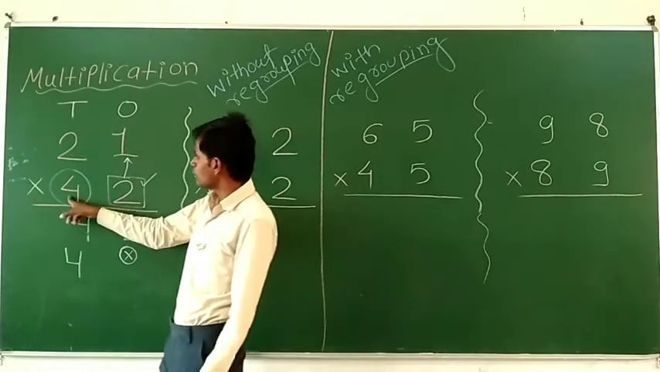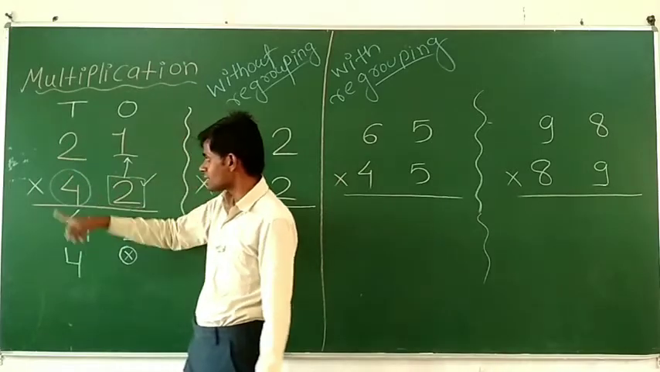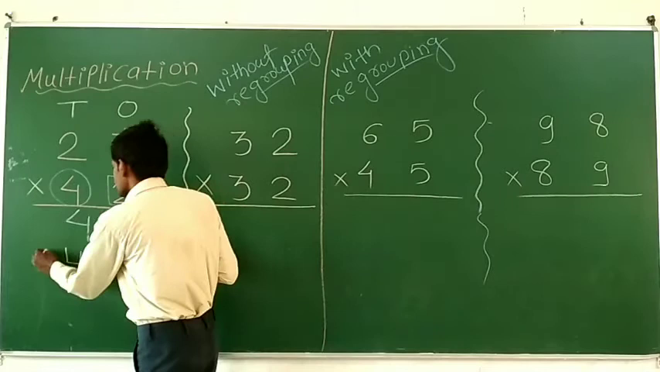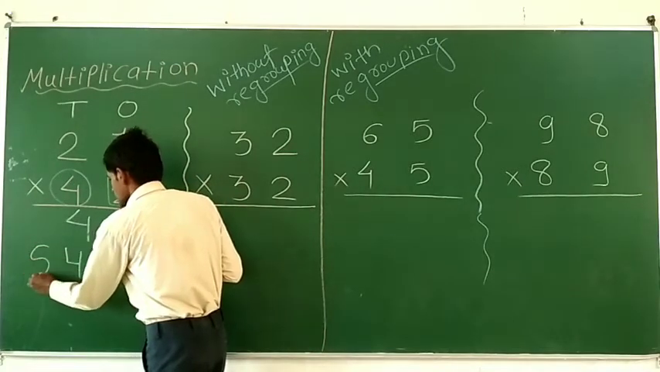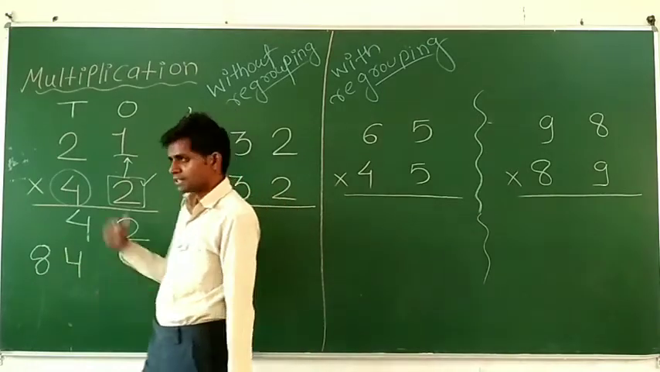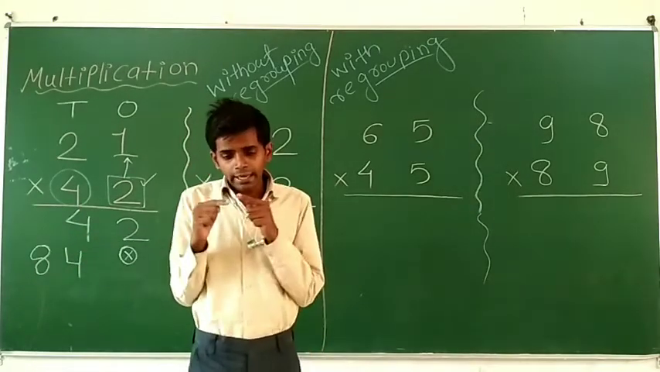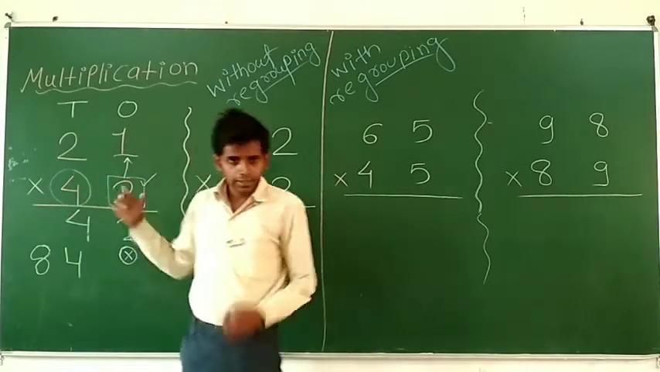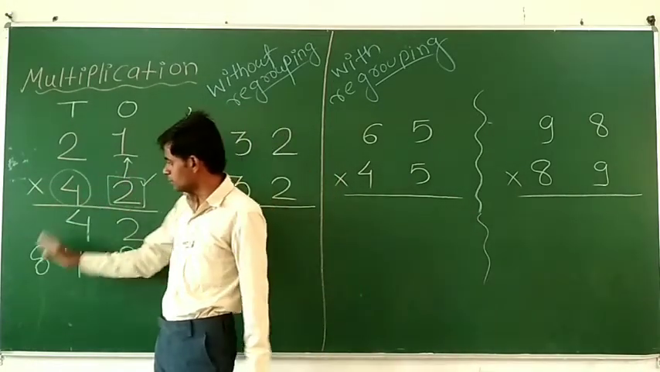Now we will multiply 4 tens and 2 tens. 4 twos is 8, so we will write 8 at the 100 place. After multiplication we write the 8 at the next place, because we know that 10 times 10 is equal to 100. So 4 twos will be 8 here, then 8 will come to the next place.